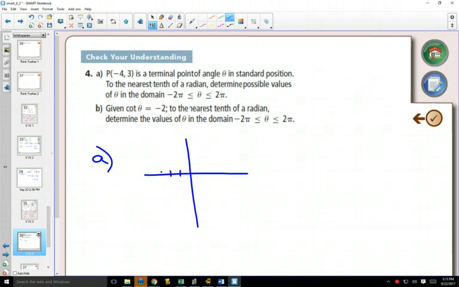Negative 4, comma 3 is right there. That's on the terminal arm of an angle in standard position. So then you can draw your right angle triangle. Here is your reference angle. You know that this length is 4.